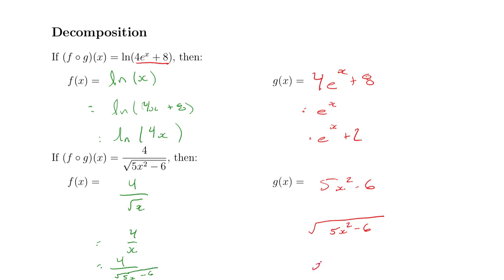And over here you could say x squared goes inside of x. So then you've got 4 over 5x squared minus 6. Lots of options, but again, these first two are probably the most reasonable ones. All right, so that's our reintroduction to composition.